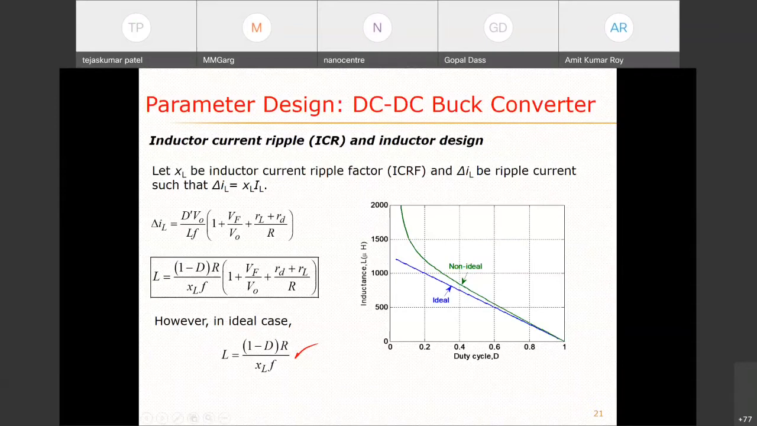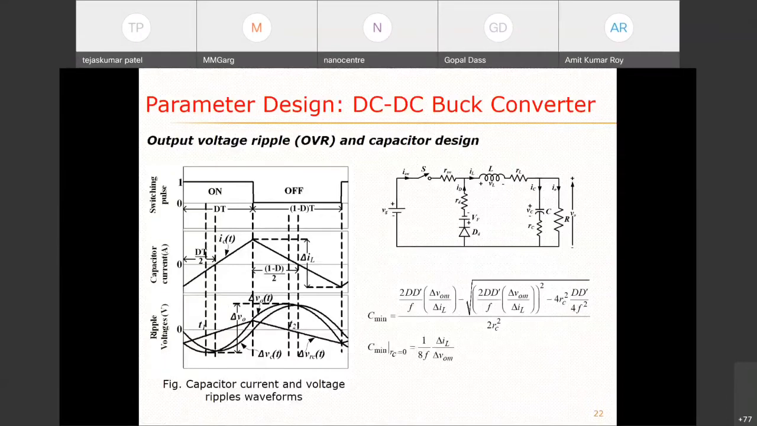Similarly, if we do analysis for inductor design and capacitor design, then also we find that this is the formula in the ideal case, but in the practical case, to keep the inductor ripple current in the limit, the value of the inductor to be used should be a little more than what is given by the ideal formulas. Okay, and so that's the inductor design.